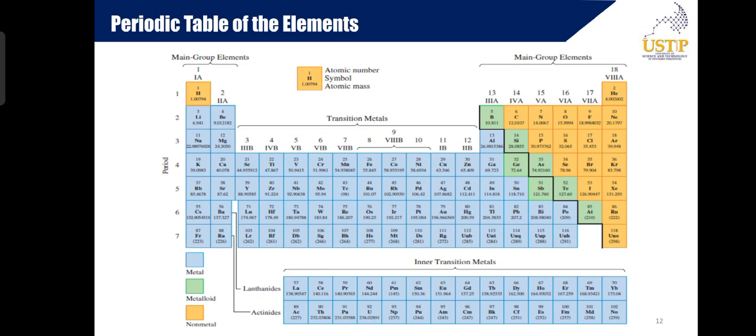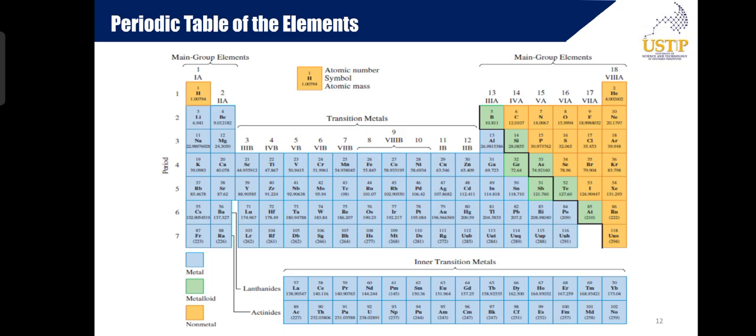So, the table being flashed now on your screen is the periodic table of the elements, and I do believe that it's not new to you since it was already discussed by your previous chemistry teachers. So, there are three classifications for all of the elements in the periodic table.